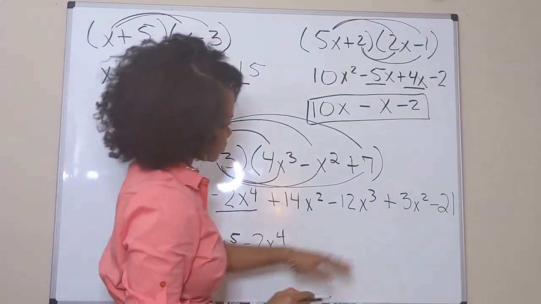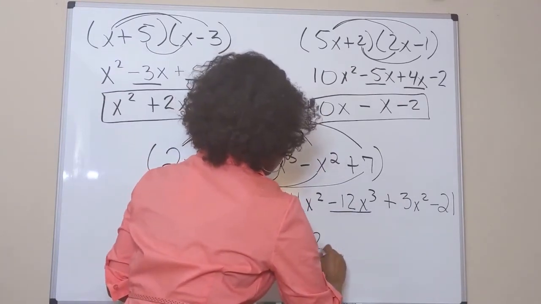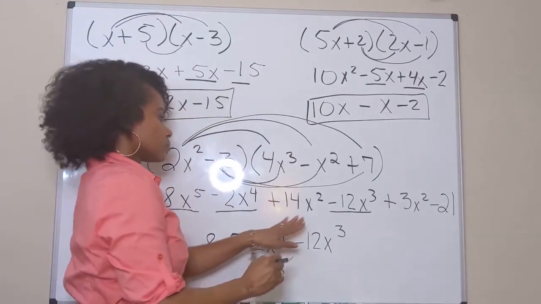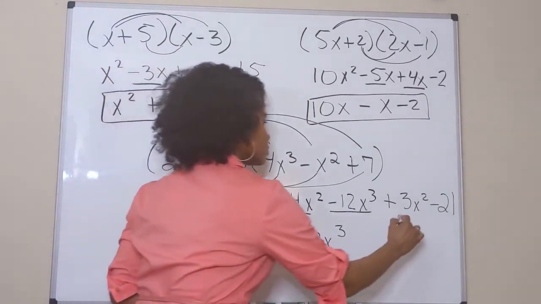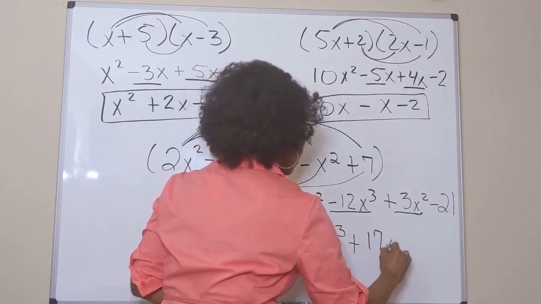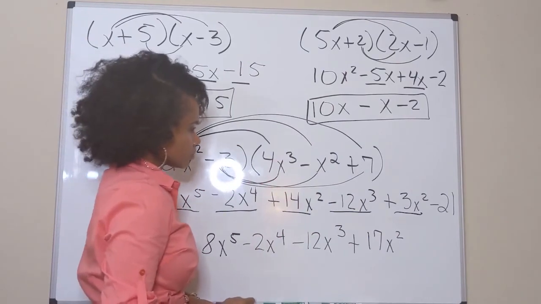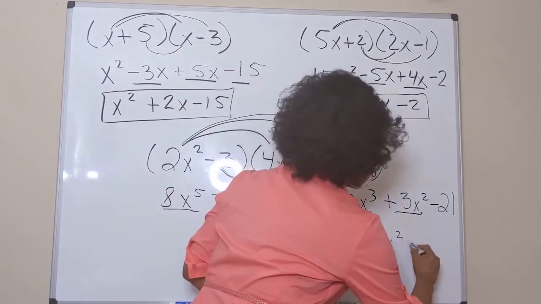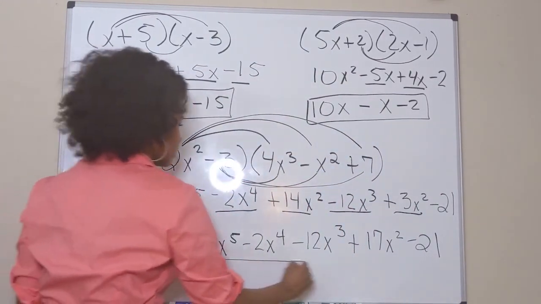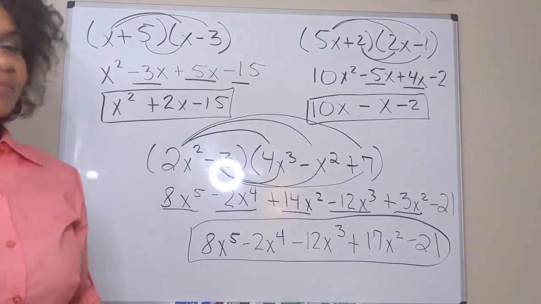Next, because I want to write it in standard form, I'm bringing down that negative 12x to the third. So highest to lowest exponent. So I have x to the fifth, x to the fourth, x to the third. But I do have two terms with the x squared. So 14x squared and 3x squared gives me 17x squared. And then I bring down that minus 21. And there I have multiplied those two polynomials.